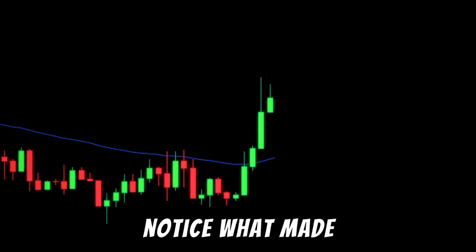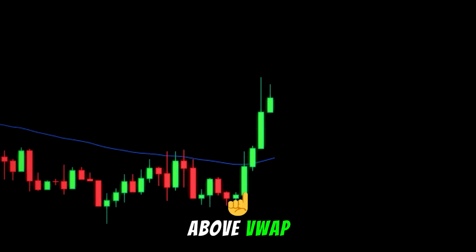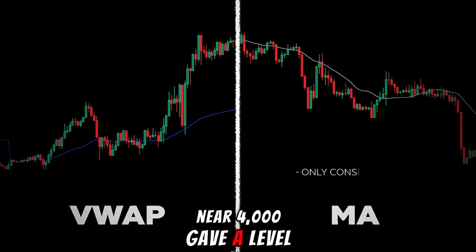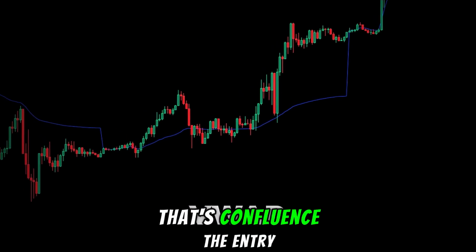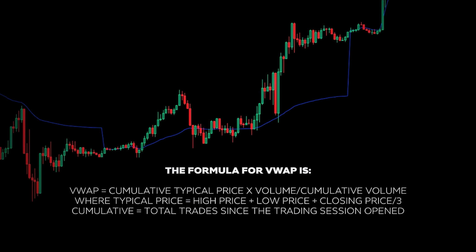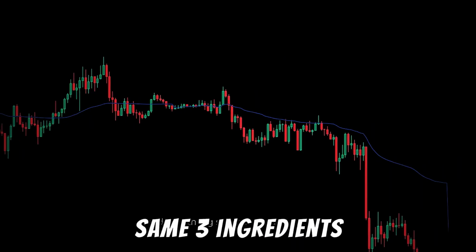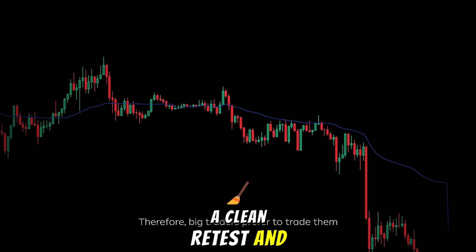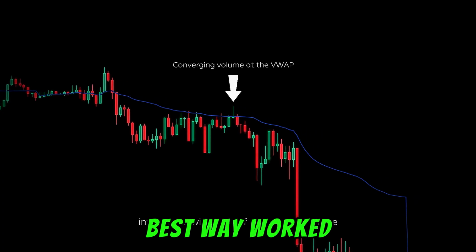Notice what made that trade high quality. Everything agreed. We were above VWAP, so the rule allowed longs. The pre-session high near 4,000 gave a level, and the pullback tapped VWAP for a clean retest, that's confluence. The entry was defined, the stop was tiny and logical, and the exit was handed to the 8 EMA rather than my emotions. Same 3 ingredients every time: right side of VWAP, a clean retest, and the EMA to trail. Simple, repeatable, boring in the best way.